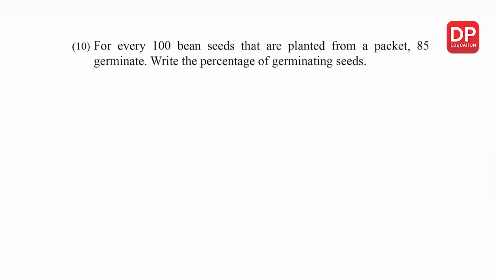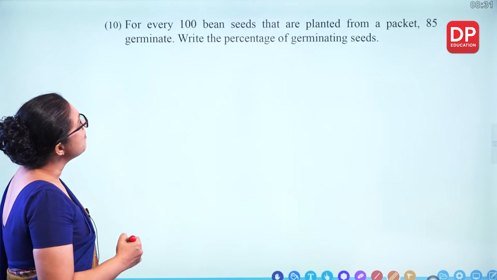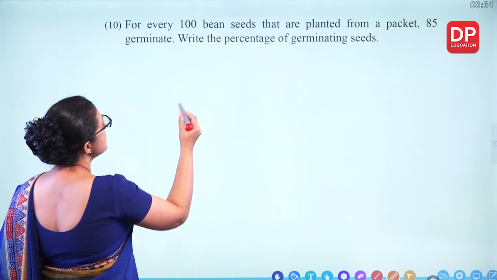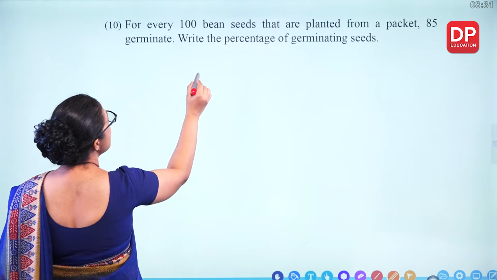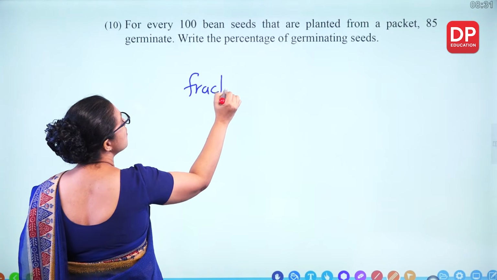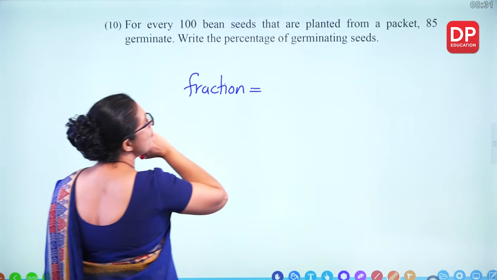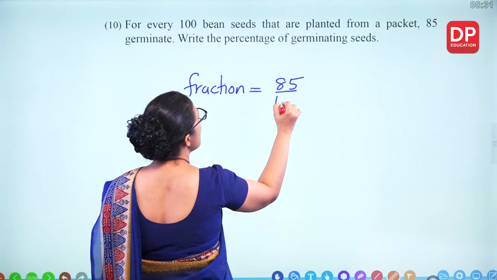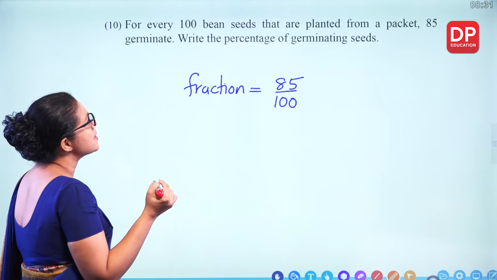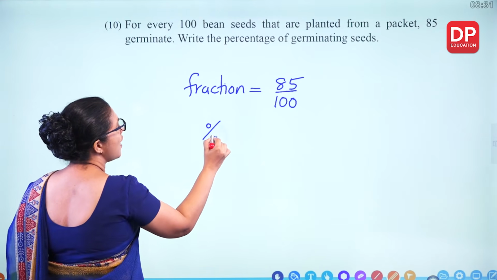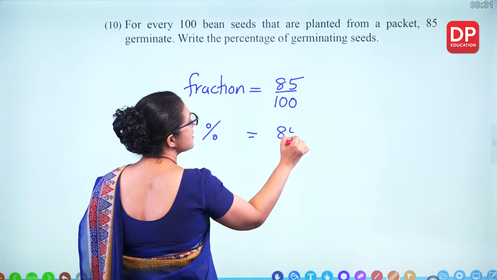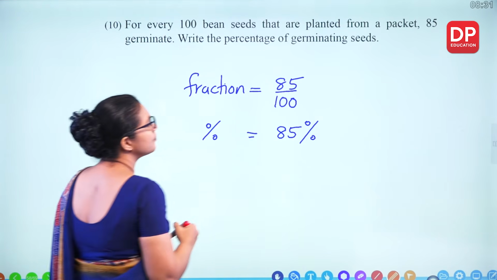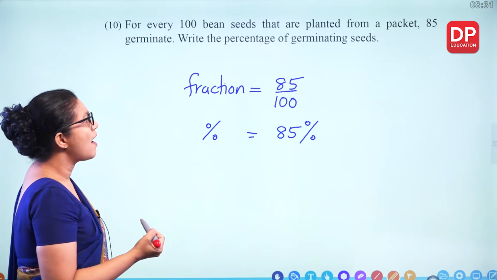For every 100 bean seeds that are planted from a packet, 85 germinate. Write the percentage of germinating seeds. So you can write as a fraction how many seeds germinated? 85 seeds out of 100. That's as a fraction. So what's the percentage? Percentage value is 85%, because the denominator is 100 there.